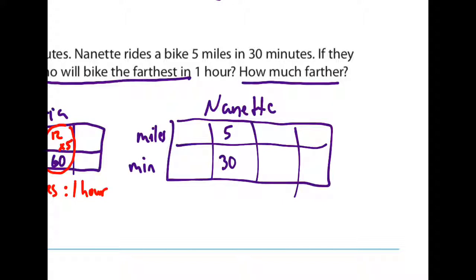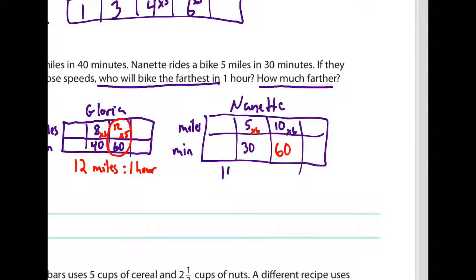Now the rule for this is 5 times 6 gets you 30, right? So we want to figure out how far Nanette can ride in an hour. Again, that's going to be 60 minutes. So, in other words, what times 6 is 60? Or 60 divided by 6 is 10. So Nanette can ride 10 miles in 1 hour.